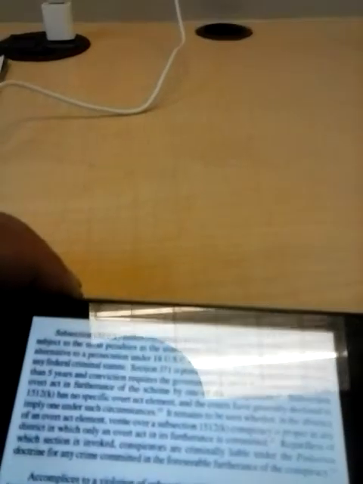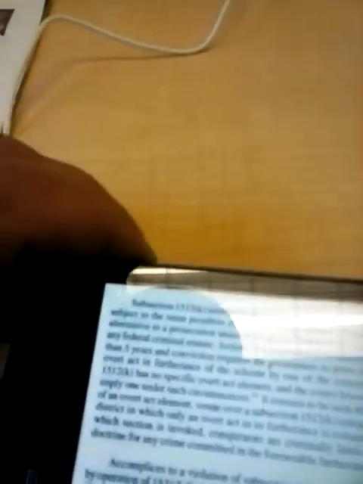You know, this subsection 1512(k) makes conspiracy to violate 1512 a separate offense, subject to the same penalties as the underlying offense. The section serves as an alternative to prosecution under 18 U.S. Code 371, which outlaws conspiracy to violate any federal criminal statute.